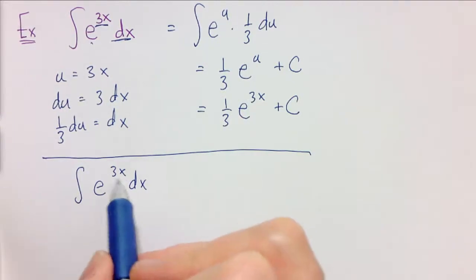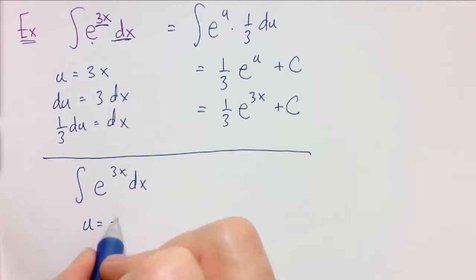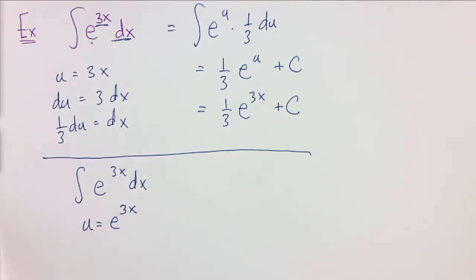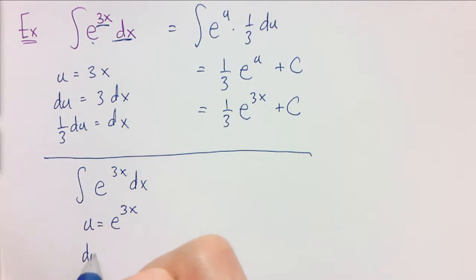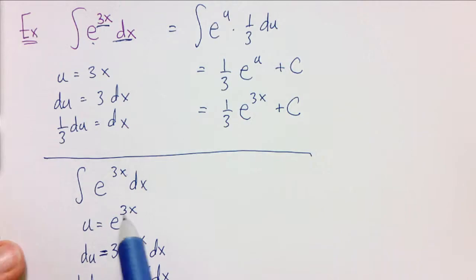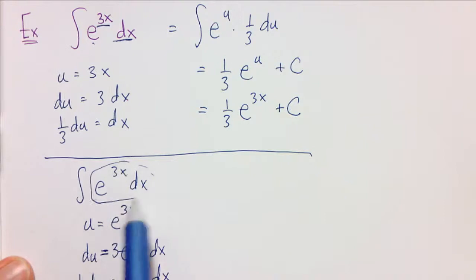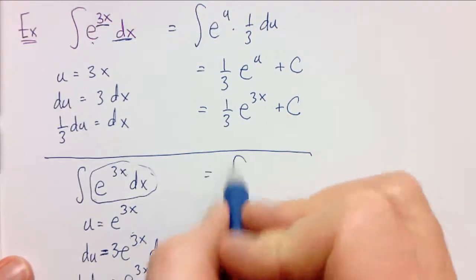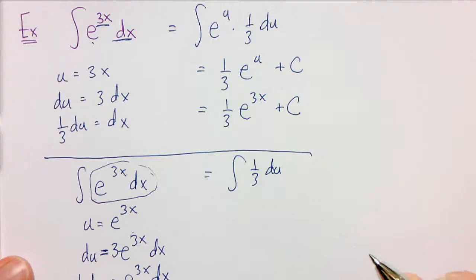And that is, instead of taking u to be the inside function, I can take u to be the whole exponential, which seems very strange. Then du is equal to e to the 3x dx times the derivative of the inside here, which is 3. So 1/3 du is equal to e to the 3x dx. So 1/3 du is exactly my whole integrand here. So this is equal to the integral of 1/3 du.